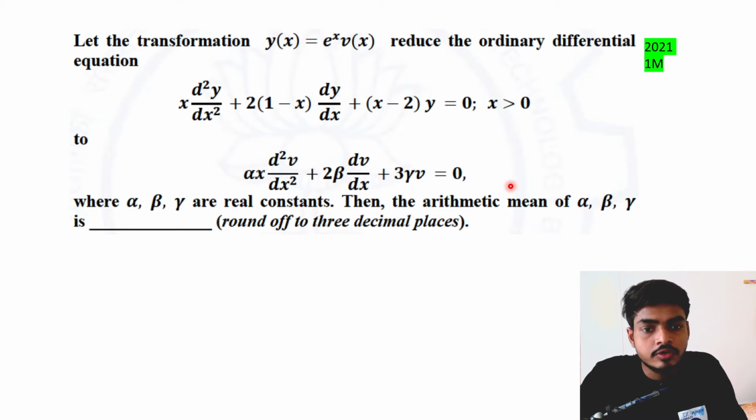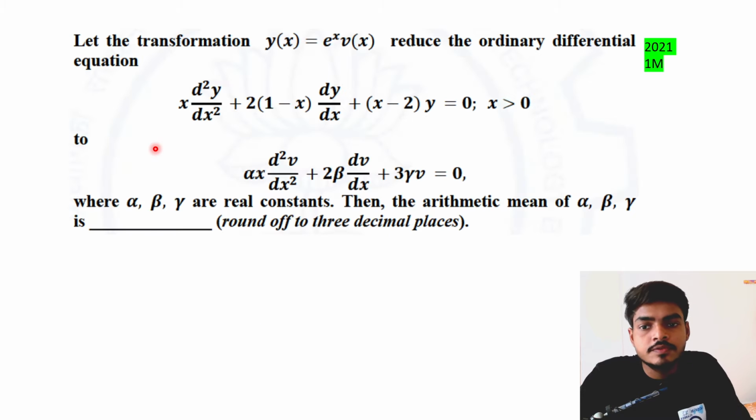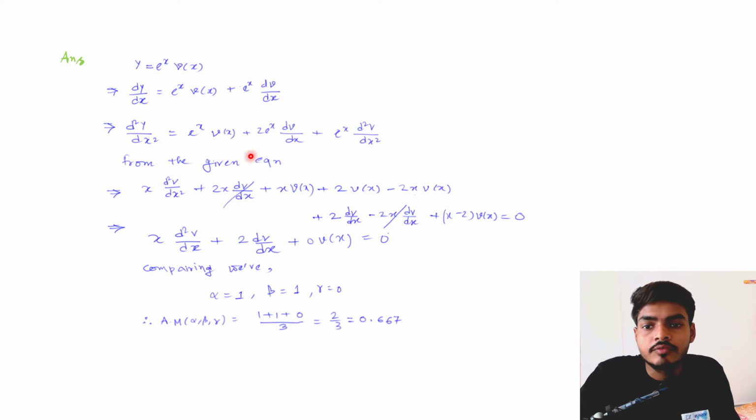Okay, so let's see how we can proceed. y = e^x v(x). This is the transformation given in the question. Just differentiate it to first order. You know the chain rule, right? So this is easy. Then again you need to differentiate it, and you will get the second order derivative. Now just put d2y/dx2 and dy/dx here in terms of v.